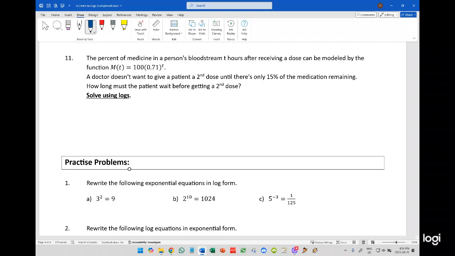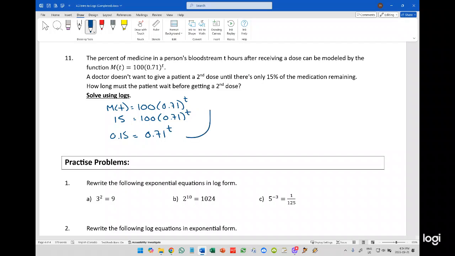So this is exactly the same as the first question we did. Let's see if we can get it a little bit more accurately using logs. So we start off the same way. m(t) = 100 times 0.71 to the t. Plug in the desired amount, 15%, and divide both sides by 100. So this is exactly what we did last time, and then we set up our table of values and did trial and error until we got something really close to 0.15.